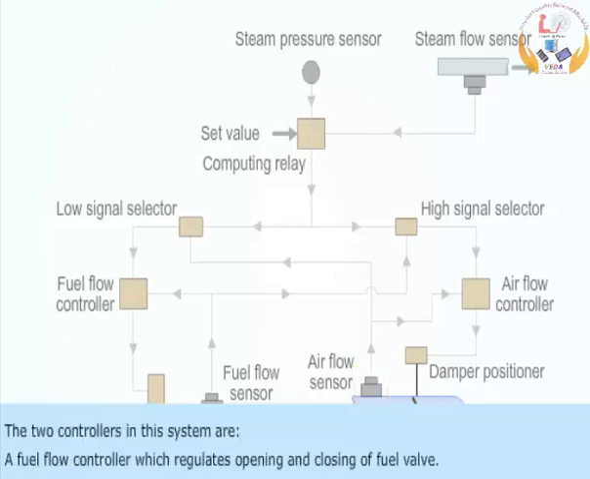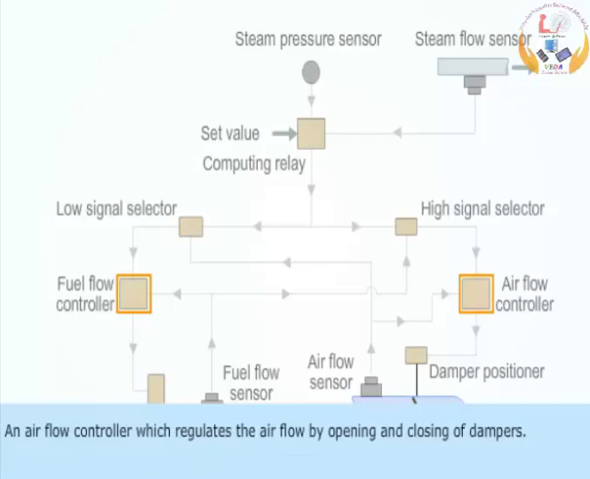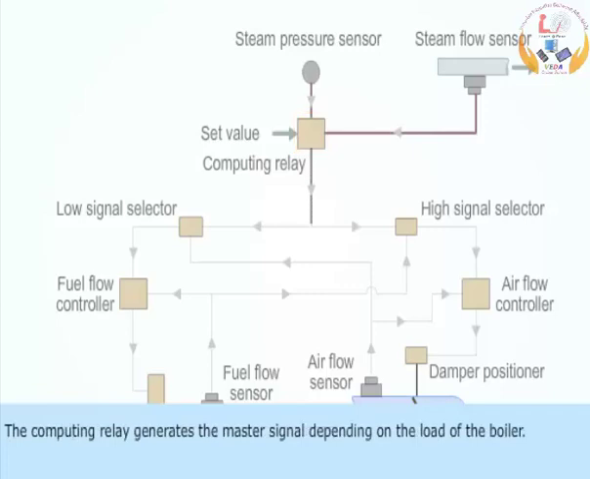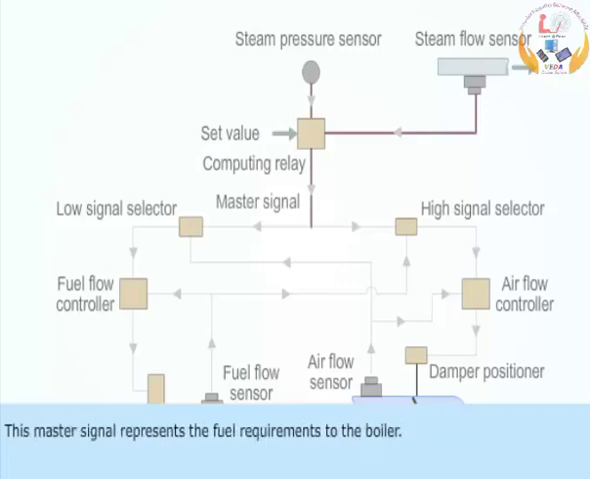The 2 controllers in the system are a fuel flow controller which regulates opening and closing of fuel valve, and an airflow controller which regulates the airflow by opening and closing of dampers. The steam pressure and the flow signals are transmitted to a computing relay. The computing relay generates the master signal depending on the load of the boiler. This master signal represents the fuel requirements to the boiler.